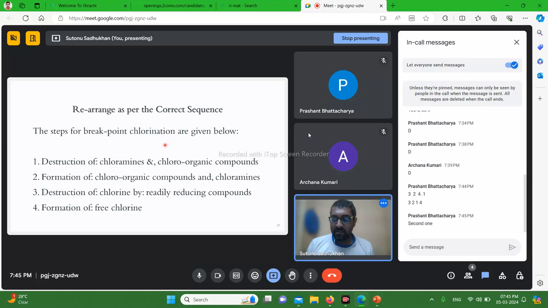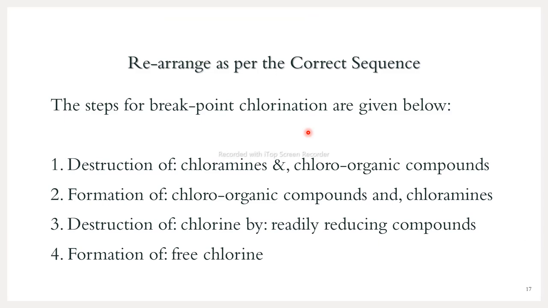So the thing is, see, what will be option 1? The destruction of chlorine by readily reducing compounds, which was option 3. The reducing compounds present inside are what actually get oxidized by the chlorine, so they are first in high quantity. You introduce a small amount of chlorine, and gradually you increase the flow rate. So first the chlorine will be destroyed by the reducing compounds. So option 3 is correct. Option 3 is basically the first in the sequence.